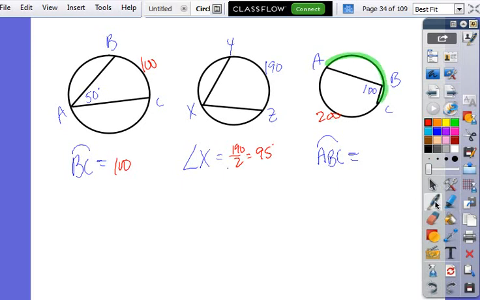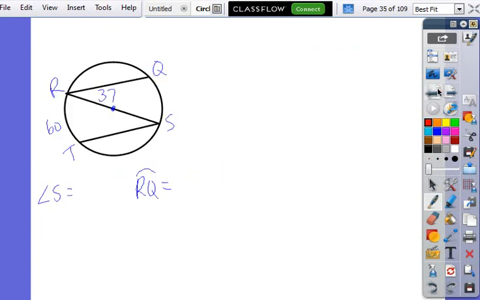ABC goes around that way. So I would have to do 360 minus 200. The answer is actually 160. You use the 200 to get the answer, but 200 itself is not the answer. So you're going to subtract from the whole. If I'm looking at this one, most people get the angle S part. They don't miss that one, because the arc's on the outside. So I divide by 2 and get 30. Almost everybody gets that one, no problem.